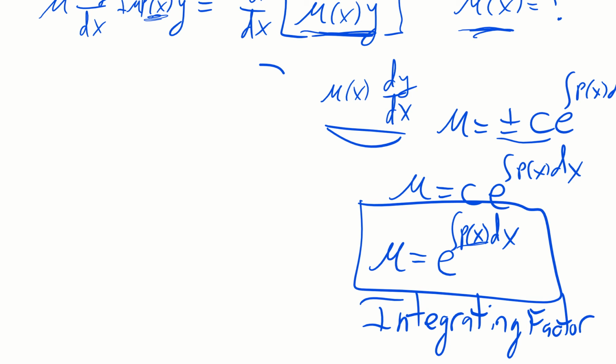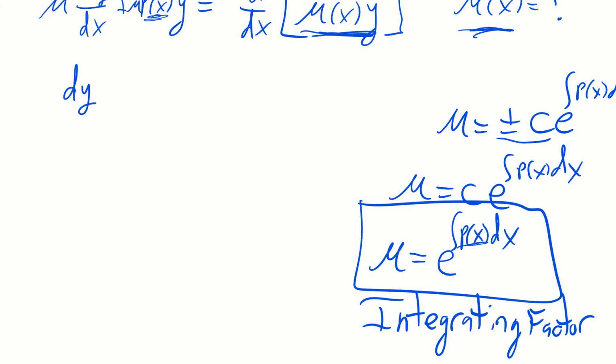So here's how we're going to end up solving these things. I have my first order linear ODE. Let's call it dy/dx plus p of x times y equals, let's say, f of x.